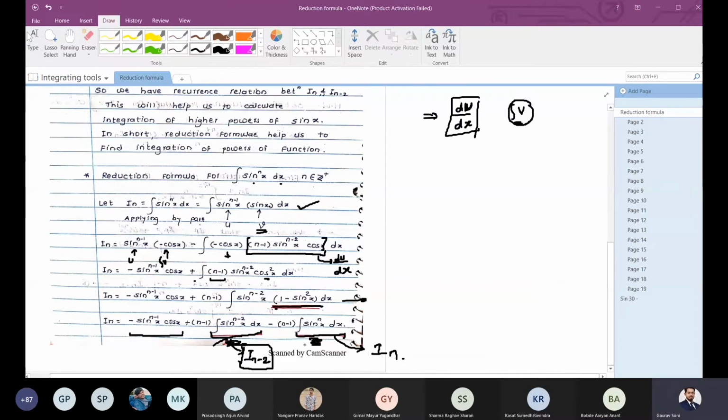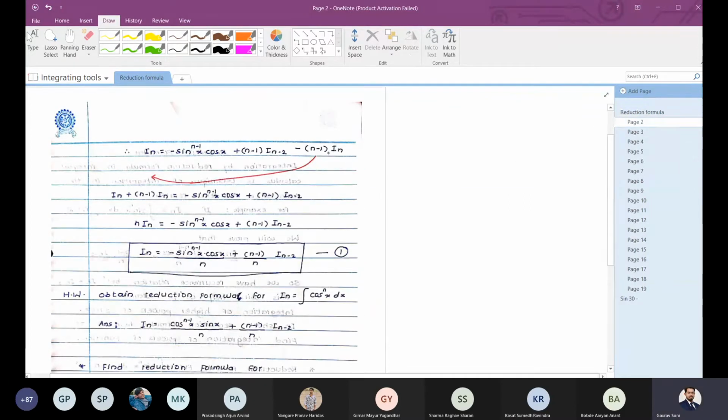So what we are going to do is simplify this. In the next page, what we have got is In equal to minus sine raised to n minus 1 x cos x plus n minus 1 I n minus 2 minus n minus 1 In. So collect the coefficients. So n times In equal to this. Now I will divide by n and we have got this.